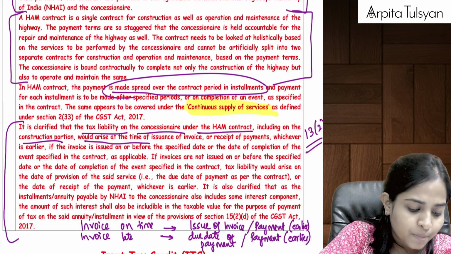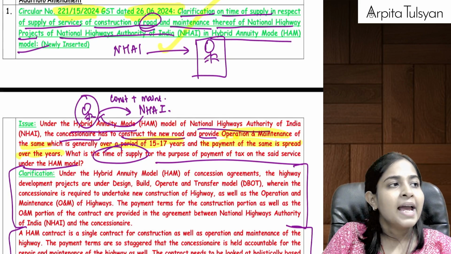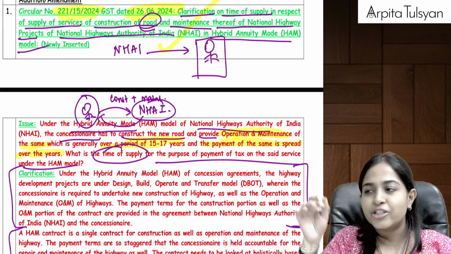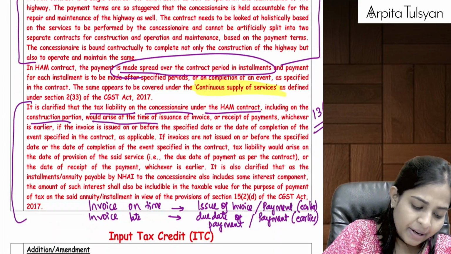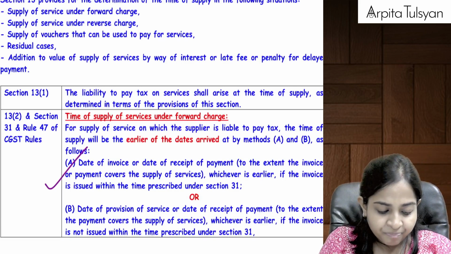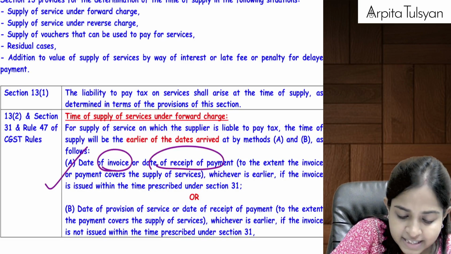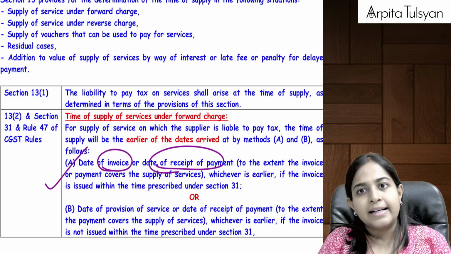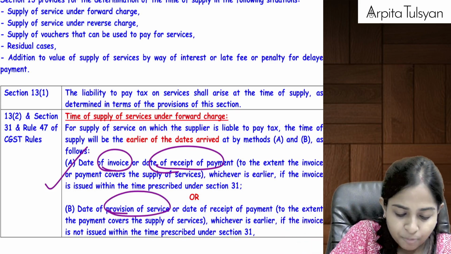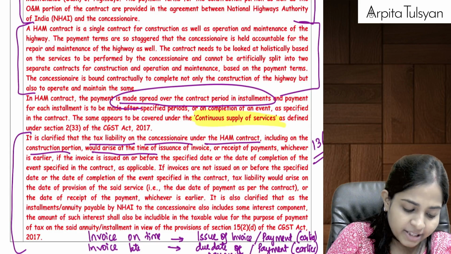Who is the service provider here? Can we say this concessionaire is the service provider? He is providing the service to NHAI. So he will raise the invoice on the NHAI, then NHAI will do the payment. And what was the provision as per section number 13.2? If the invoice is issued on time, then the date of invoice or receipt of payment, whichever is earlier. And if the invoice is issued late, then the date of provision of service or receipt of payment, whichever is earlier. So that's what they have written here.